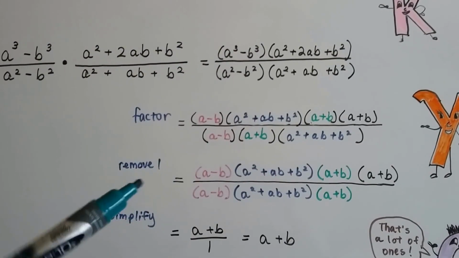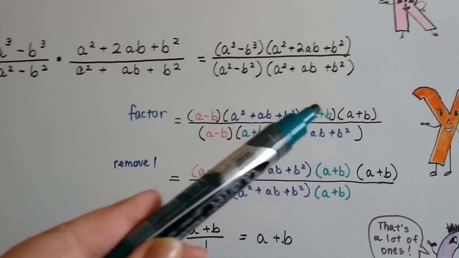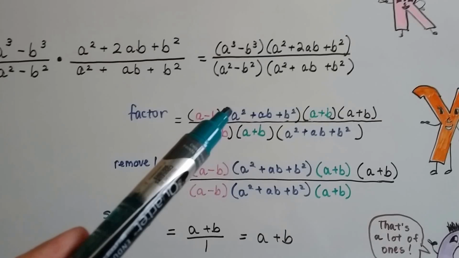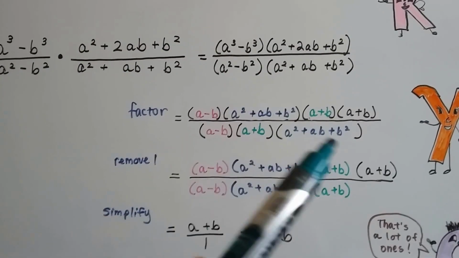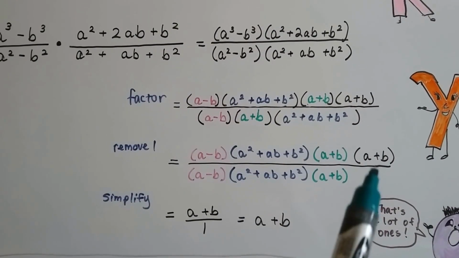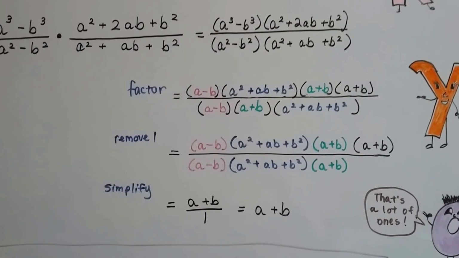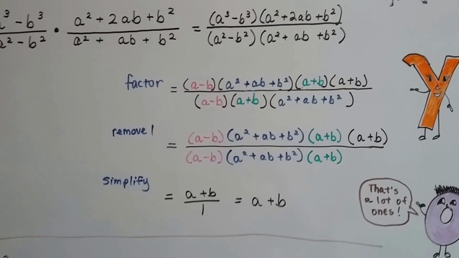We can line up the matching colors. We have an a minus b and an a minus b. We have an a plus b and an a plus b. And look, even the a squared plus ab plus b squared matches this one. When we line them all up, look what we're left with, just the a plus b. And technically it's over a 1, and it's just an a plus b.